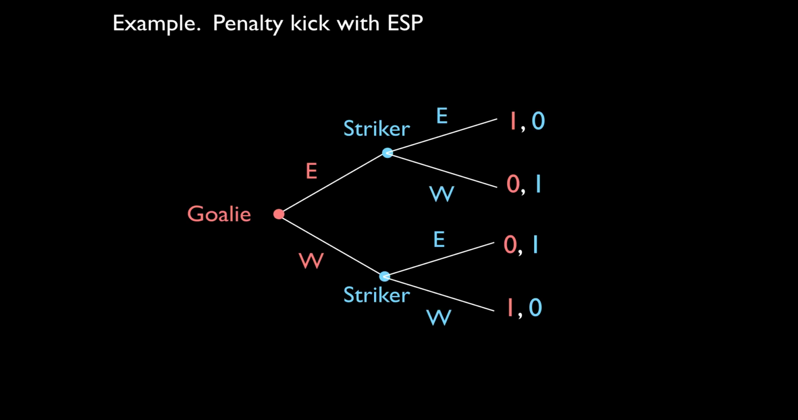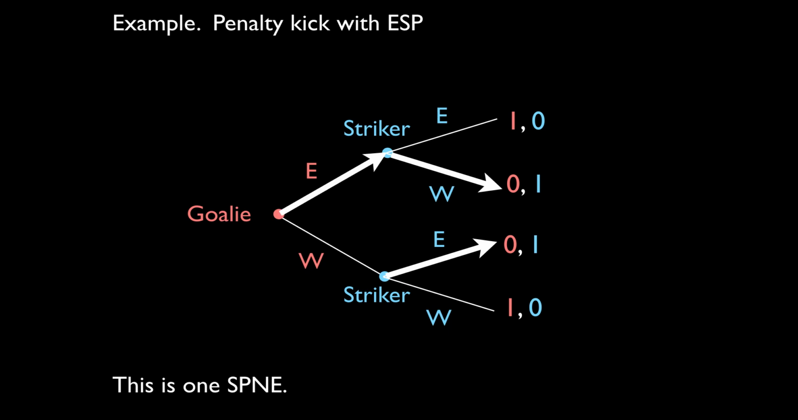Like in this case, let's do backward induction in this game. What does the striker do there? West, because 1 is better than 0. What does the striker do there? East, because 1 is better than 0. Given this, what does the goalie do? Either one, either way. So that's one SPNE. And another SPNE is the one where the goalie goes west. Makes sense?